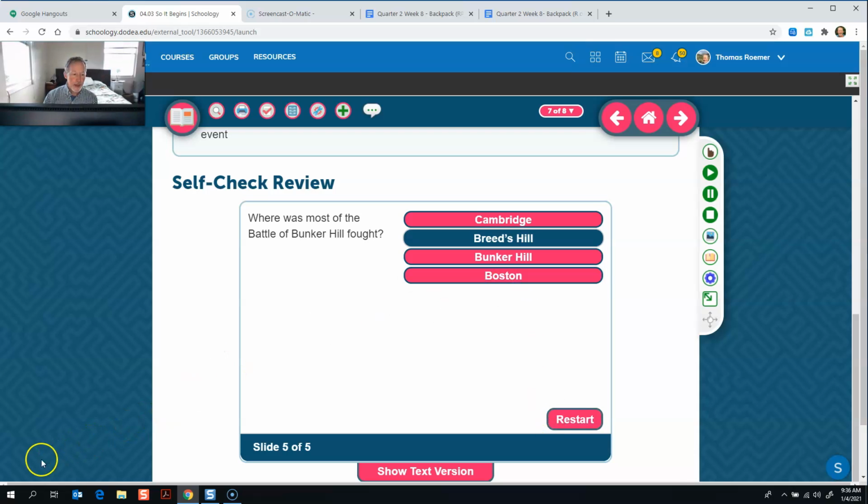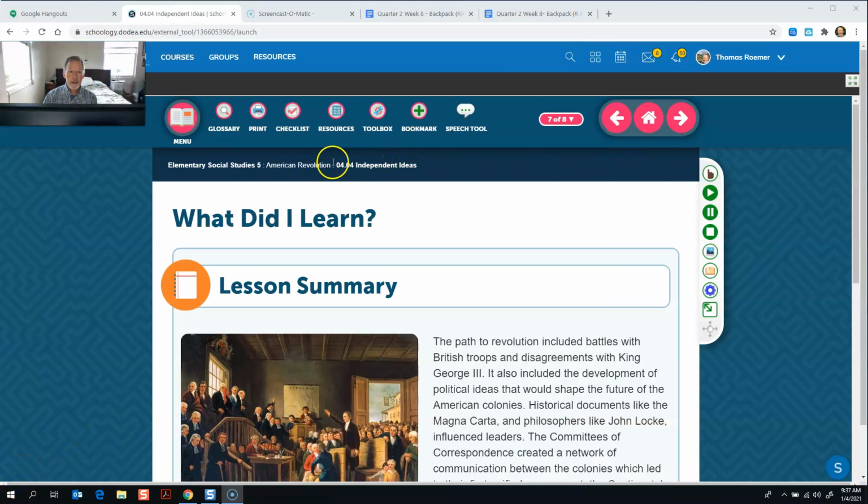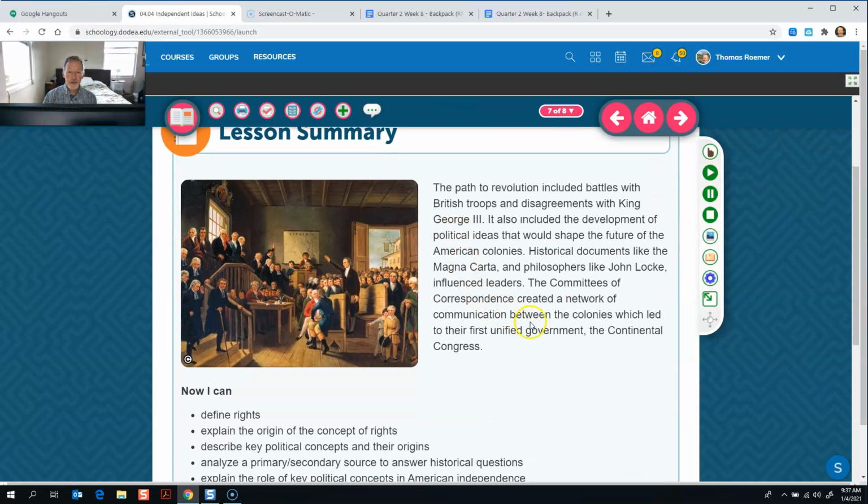All right, coming back to you with the next one. Here in lesson 4, we've got independent ideas. We're dealing with the path to the revolution, which included the battles with the British troops and disagreements with King George III. It also had political ideas that would shape the future of the American colonies.